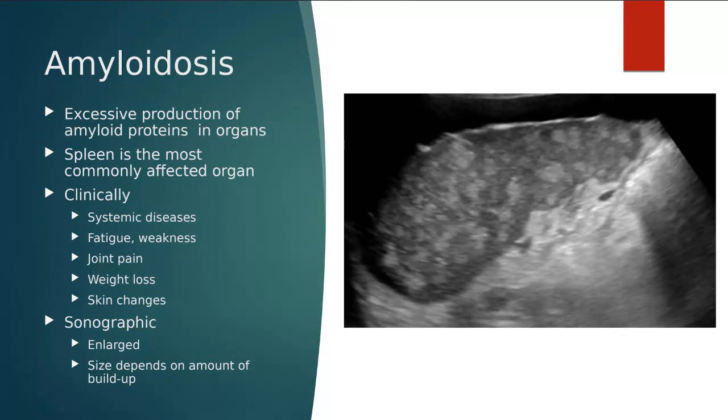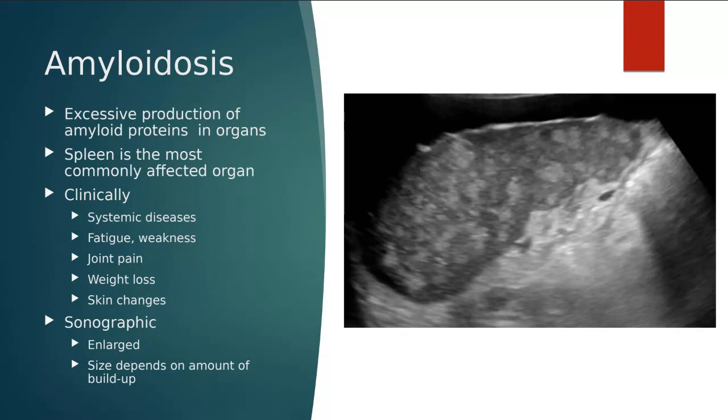Amyloidosis. I will never expect you guys to be able to pronounce a lot of these conditions accurately. And every time I think I know how to pronounce a condition, I hear someone pronouncing it a different way. And I'm going, oh my gosh, is that actually the right way to pronounce it? So what this is, is the excessive production of amyloid proteins in organs.